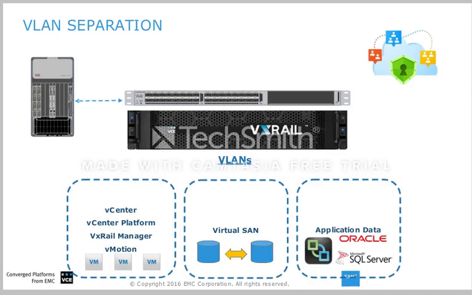Using VLANs to segregate data is a very powerful security mechanism. It allows granular control of which systems have access to different applications or types of data.